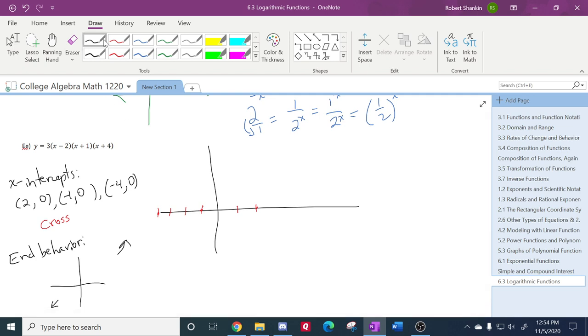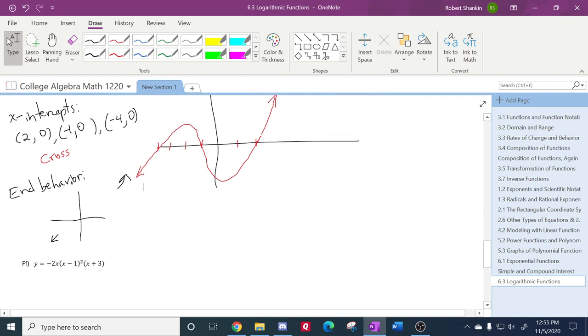So I'm going to put all that information together. This on the far right's going up. I know it couldn't have turned and gone down because it would have had to have made another x-intercept. Between here and here, it had to have gone something like this. And then we're going to cross, and then we're going to cross again, and go down. And we get that end behavior, we get this. Alright, so that's E. To F now.